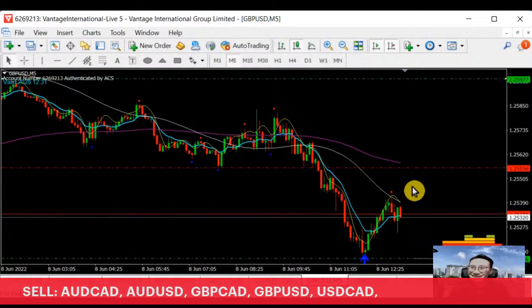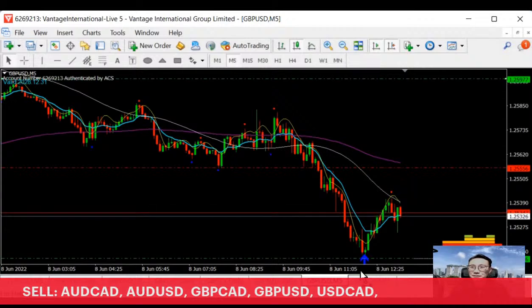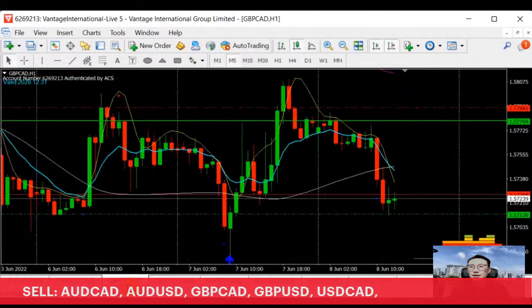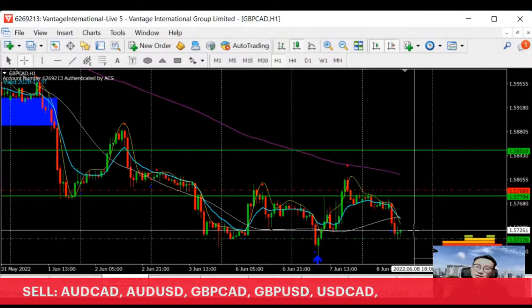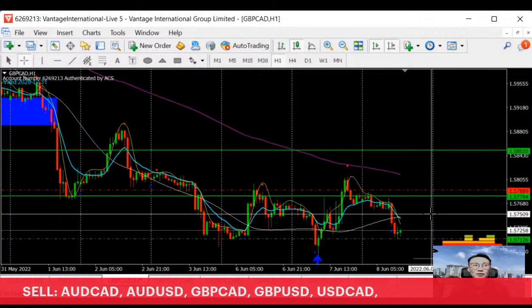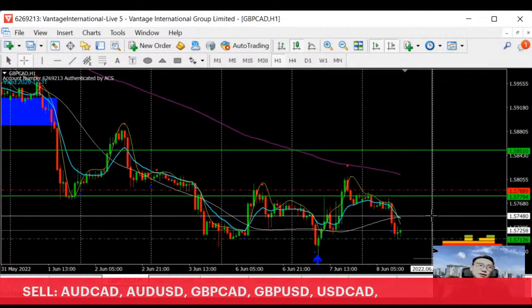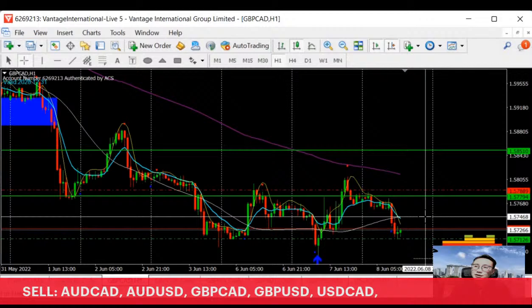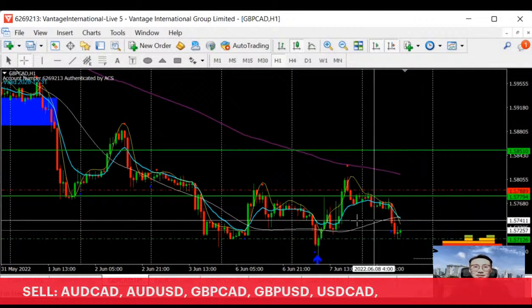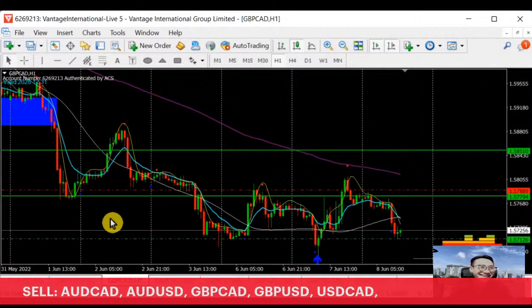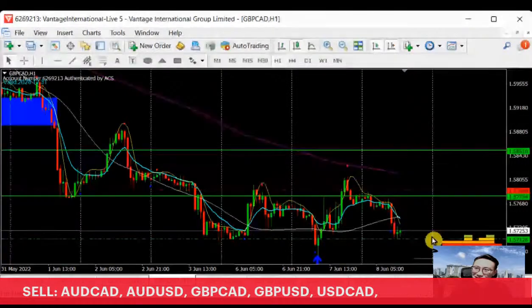Okay, so pound CAD. Since I picked this out for selling in the first half of the day, we came for selling, and now it's actually recovering. So no more for pound CAD, I would say. Tentatively, either the pound is getting stronger or the CAD is getting weaker. So it depends, right?